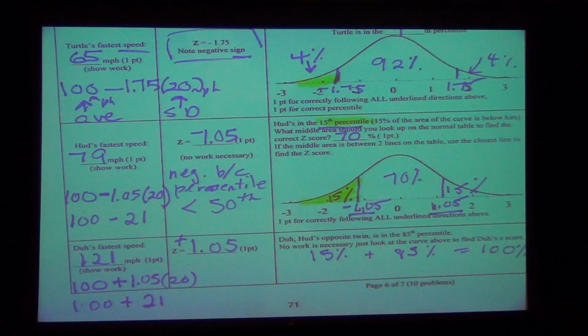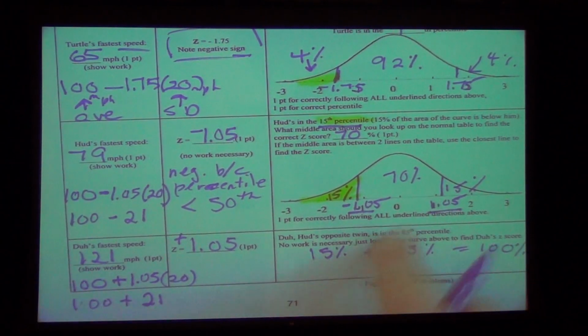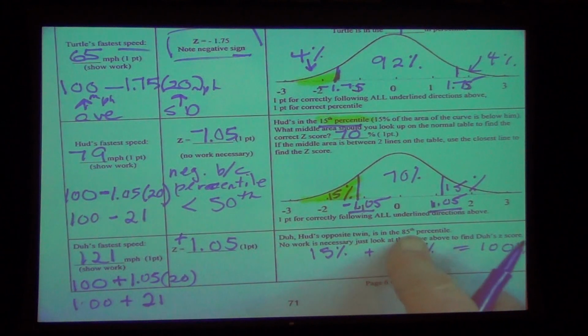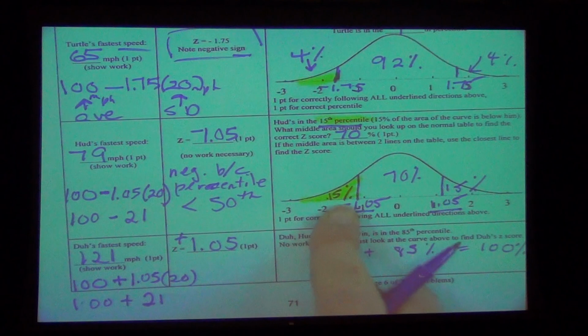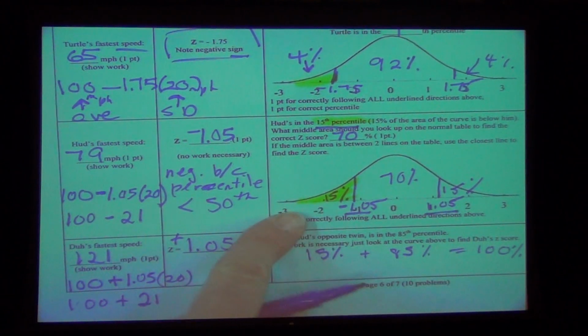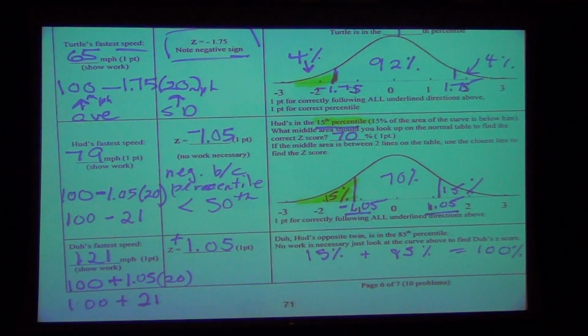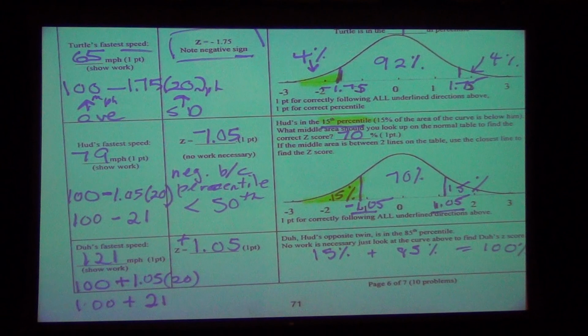Just as much above average as his equal opposite is below. Now, let's say I gave you this one first, the 85th percentile first. It's a little bit harder because you don't automatically know the tail, do you? You don't. So if I gave you that one first, and you didn't already have this, what would you do?